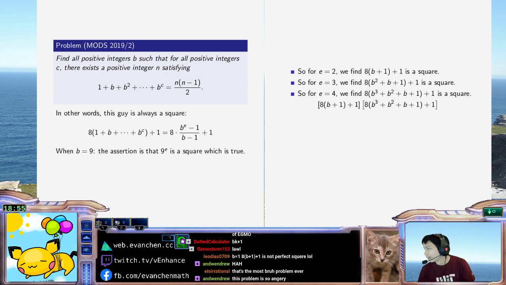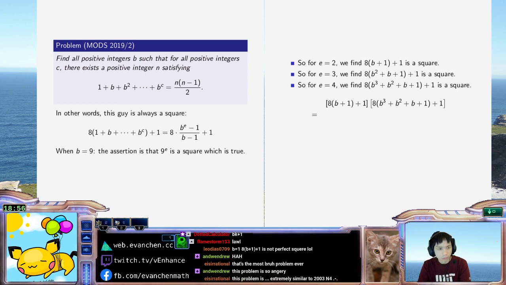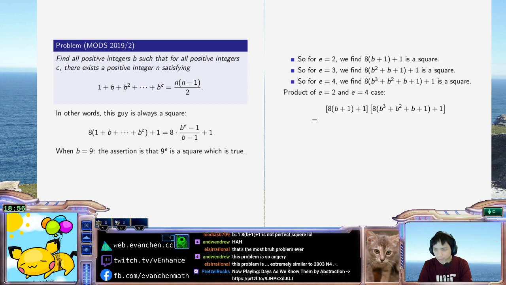Oh, Jesus. This might be kind of... But I know it's gonna work. I am not making the mistake again, you know? Full steam ahead. Okay, so, product of the e equals 2 and e equals 4 cases. Similar to 2003 and 4.